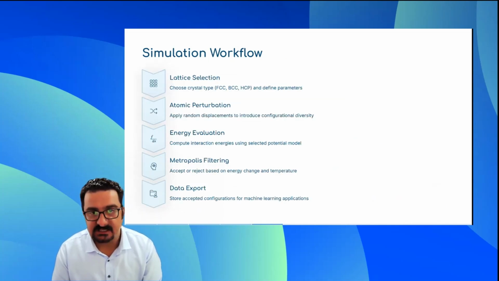Here is the step-by-step workflow we use to generate synthetic crystal structures using the Metropolis algorithm. We begin with the lattice selection, where we choose the type of crystal lattice, FCC, BCC, HCP, and define the simulation parameters such as unit cell size and temperature. Next, the atomic perturbation. Here we introduce a small random displacement to atomic positions. This step adds configurational diversity, which is essential for exploring a wide range of structural possibilities.